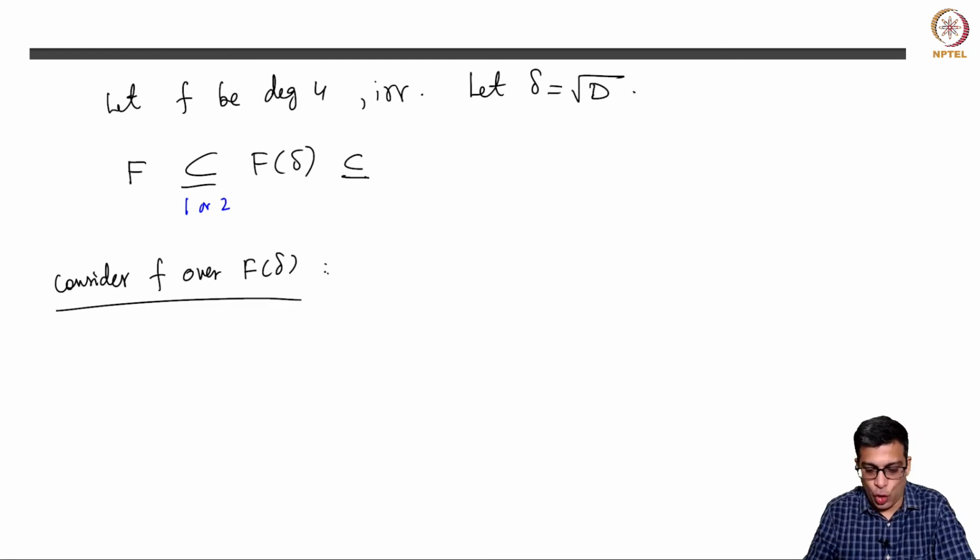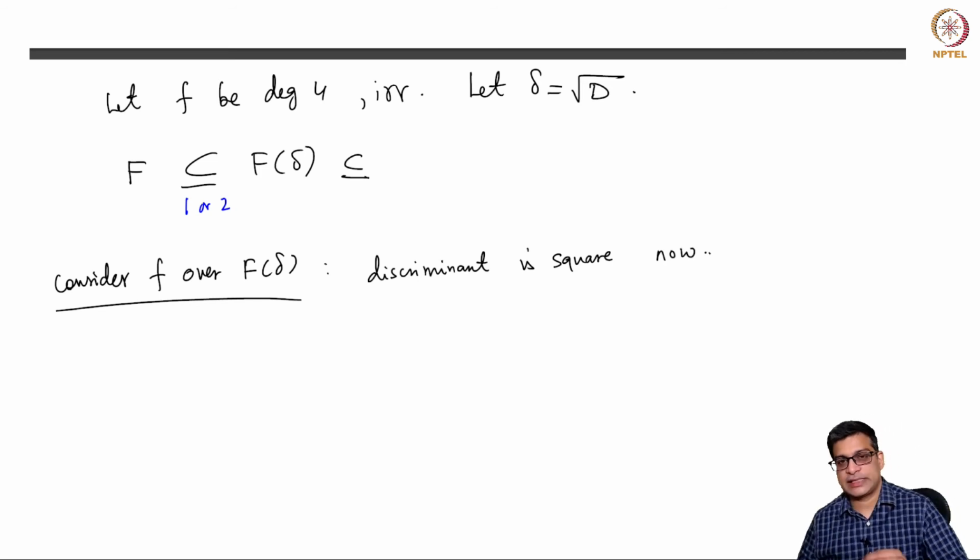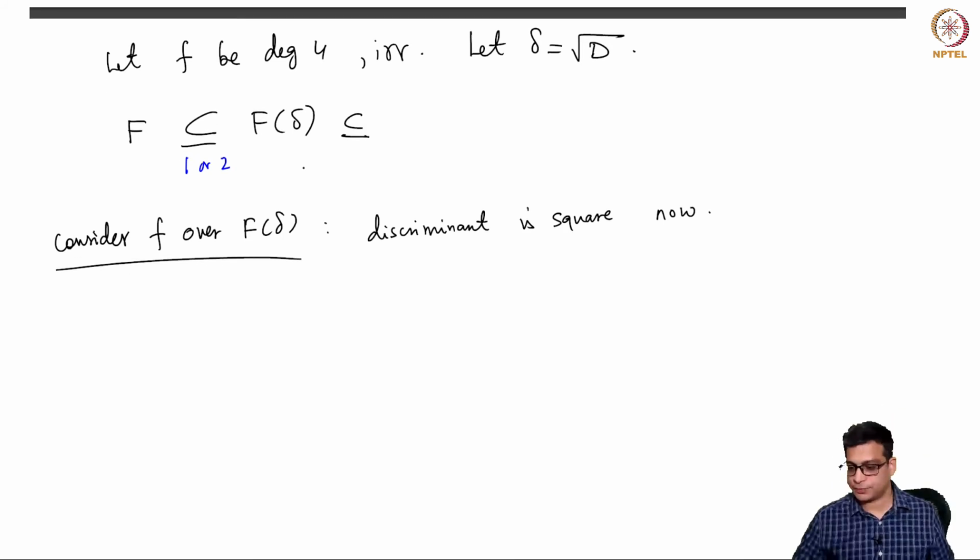Consider f over f delta. Here the discriminant is a square, right? The discriminant is a square now because we have attached the discriminant. The polynomial is the same, right? The polynomial is still f. Its discriminant is still capital D. The square root of the discriminant is still delta. But now in our base field, the discriminant is there.